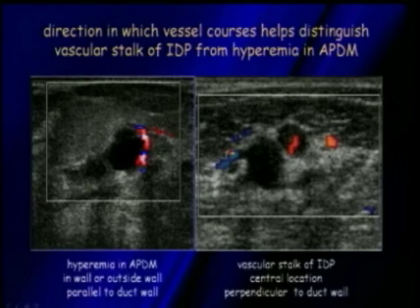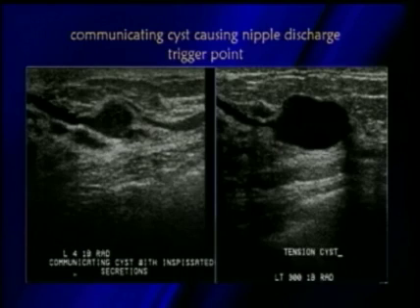So this is just an intraductal papilloma, and you can see the blood vessels coursing right through the center, whereas when we have an inflammation, it's going to be more in the wall and parallel to the duct wall.